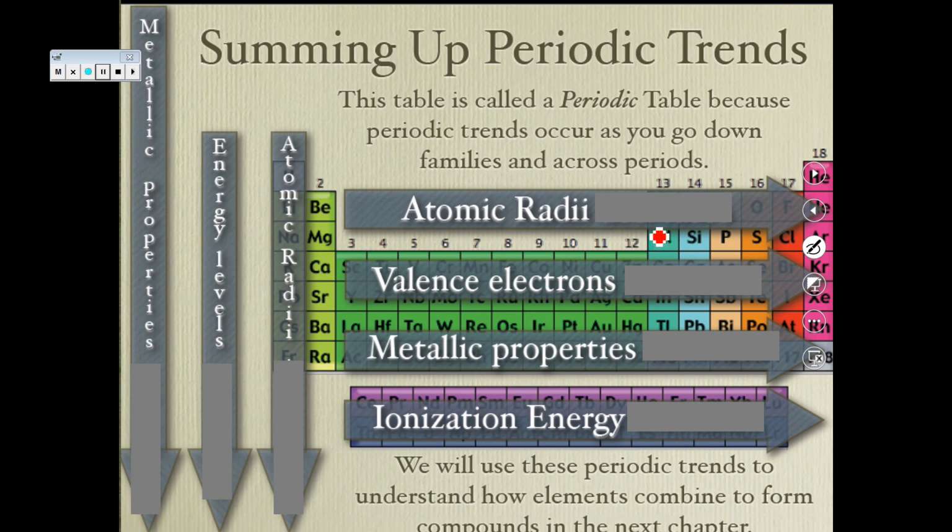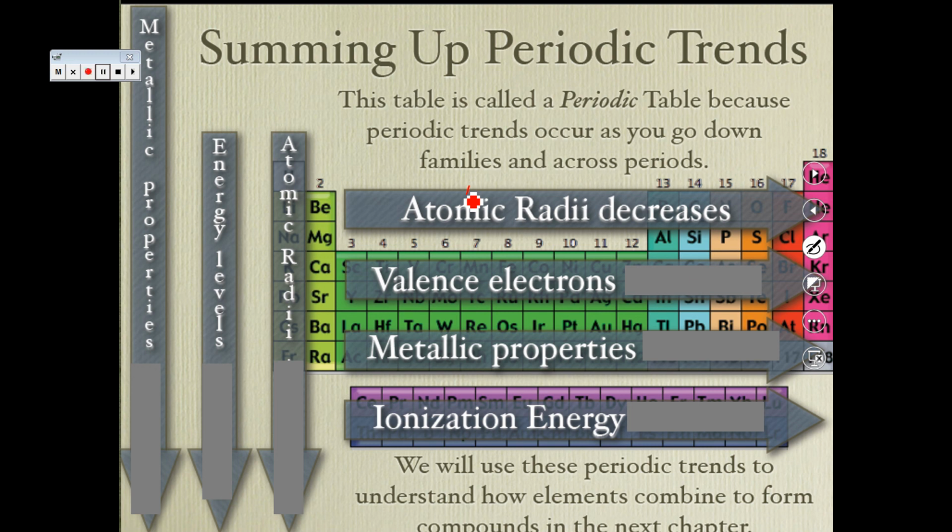So summing this up, this table is called a periodic table because periodic trends occur as you go down families and across periods. As you go down the periodic table, what happens to the metallic properties? Do they increase or decrease? They increase. Atomic radii. Let's go across first. As you go across a period, what happens to the atomic radii? It decreases. Why does it decrease? Because you are adding protons and electrons, and there is a stronger electrostatic pull between the protons and electrons.